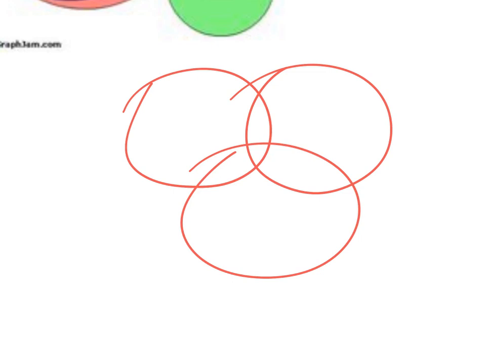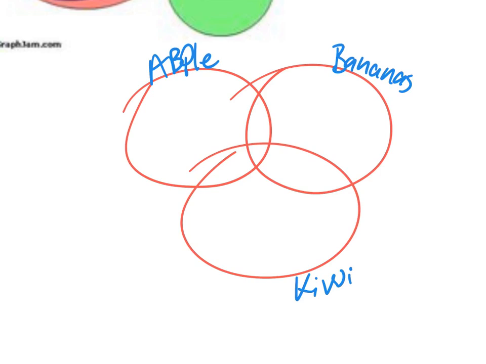All right, so we're going to say this is apple. I can't spell apple. Apple. Banana, that's the problem. I was trying to think of the next fruit. And this is kiwi. So A, B, and K.